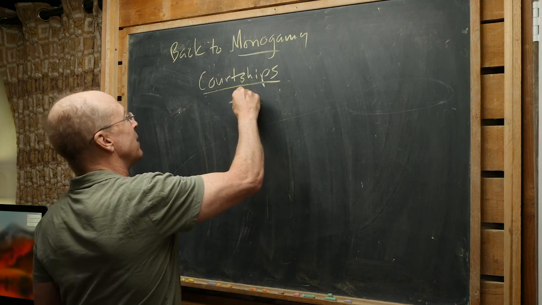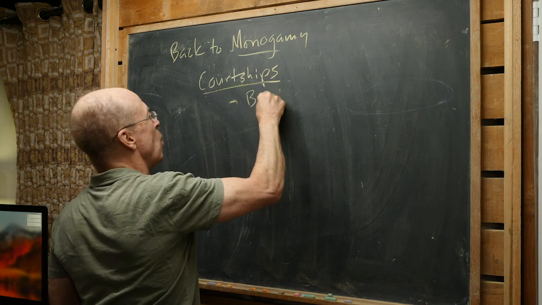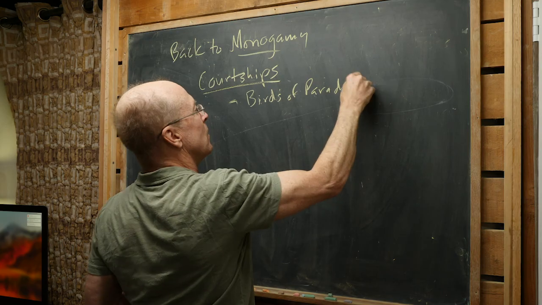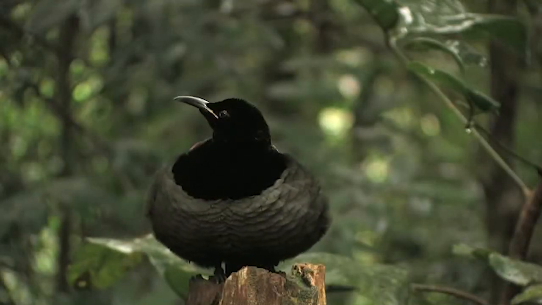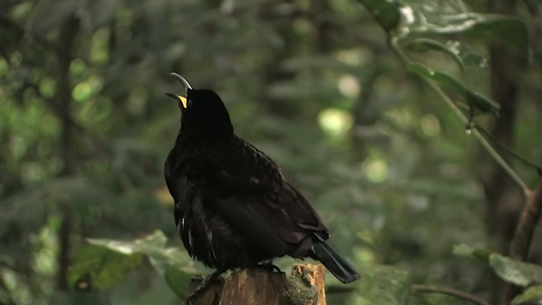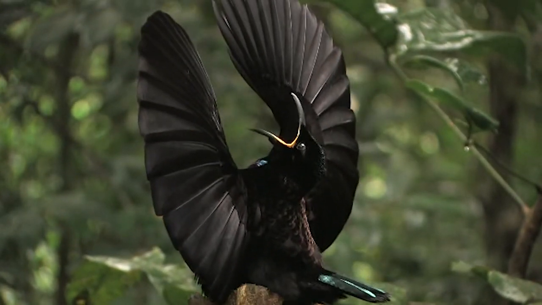And if there's a hall of fame of courtships, there's all sorts of great things that happen here, but my goodness, there are birds of paradise. Whoa. And here's a spectacular example: Victoria's riflebird from northern Australia. Just enjoy.